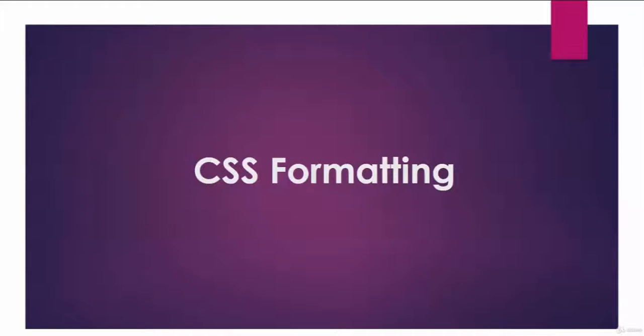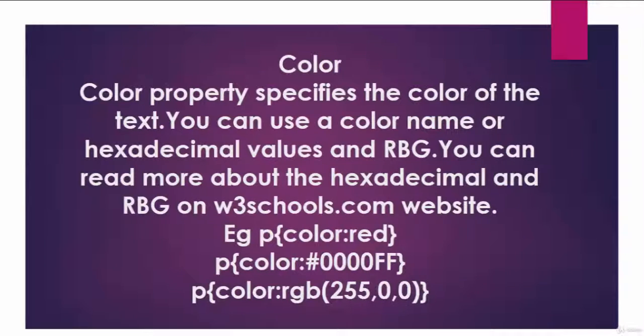In this lesson, we are going to be learning about CSS formatting. There are a lot of properties to format CSS, and we will be looking at a few widely used and basic examples. So first, we have color. You already have an idea how this works. So the color property specifies the color of the text.